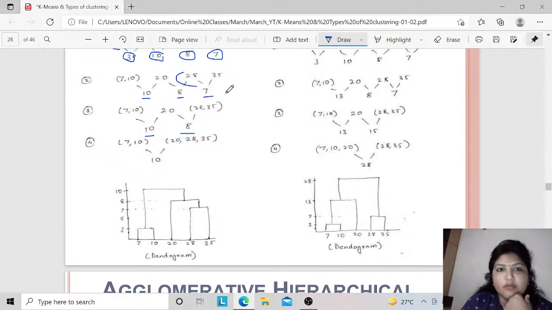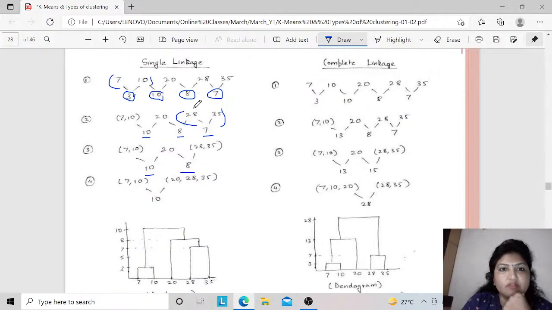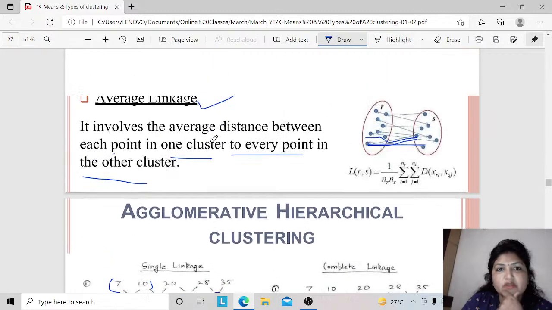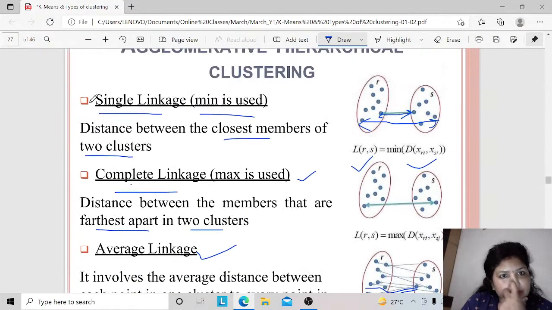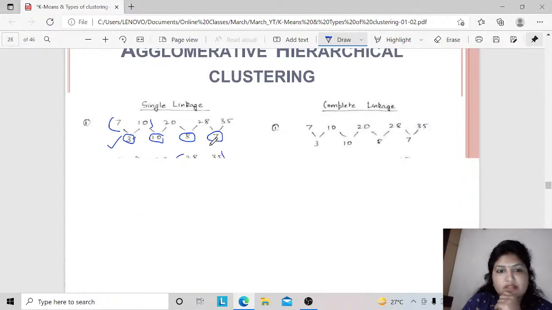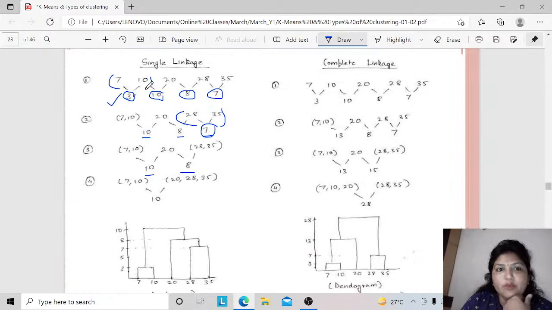Then you basically merge the closest cluster. So here we find the minimum distance, that is 3, so we combine these two. Here we are finding 7 as the minimum distance, because in single linkage we are going to use the minimum distance. So in this iteration, the minimum distance is between the two data points, 7 and 10, so we have combined those data points into one cluster.